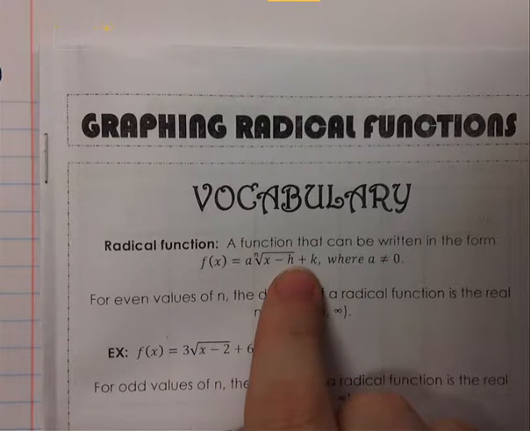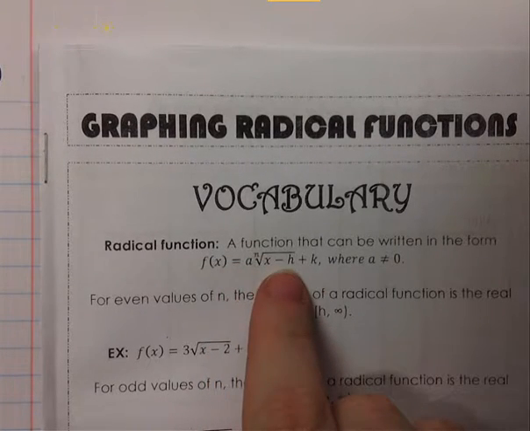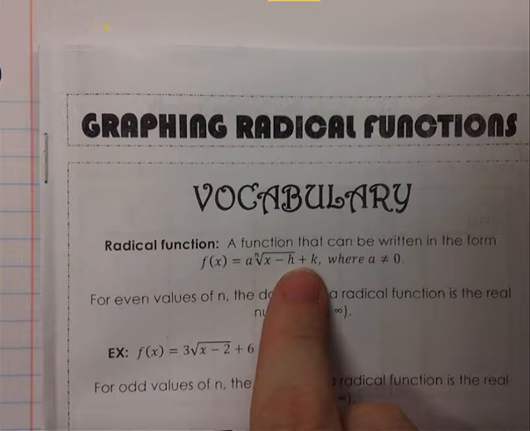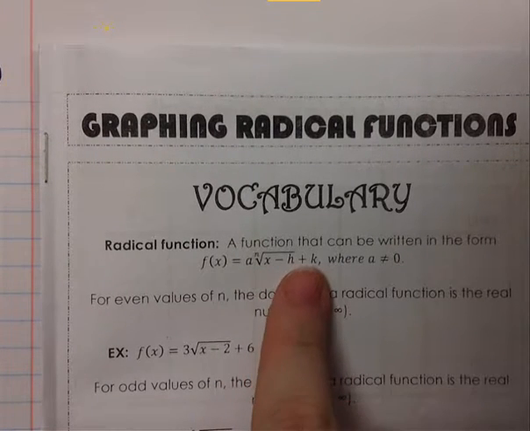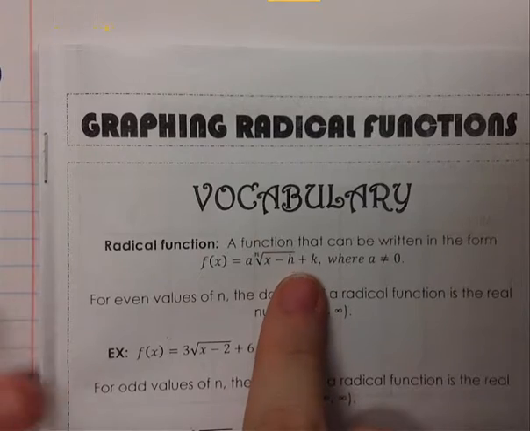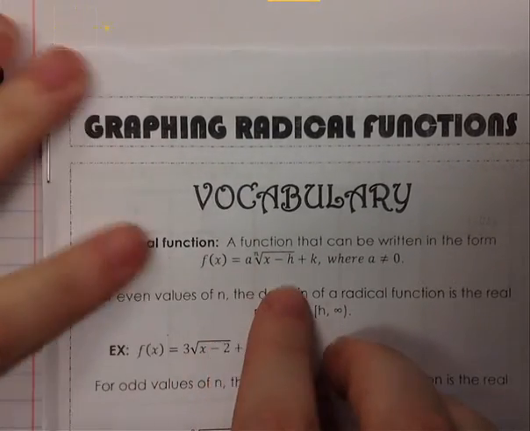This is very similar to quadratics when you have a times x minus h squared plus k. This is just instead a radical form. So we still have our a, h, and k. So function notation is still very important here. We have a f of x minus h plus k.